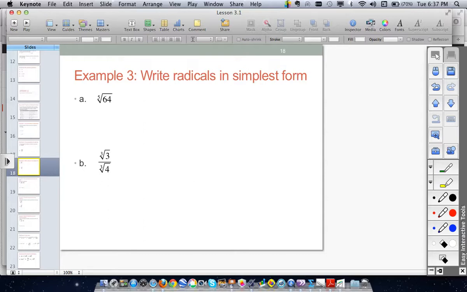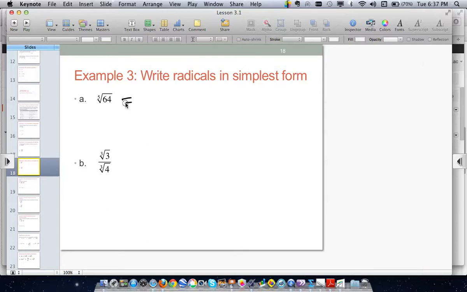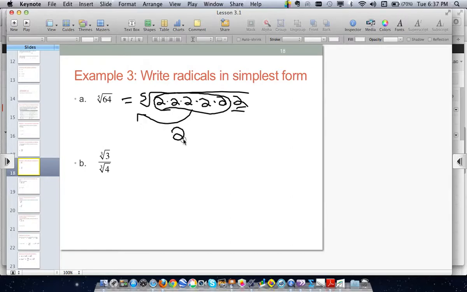So example A shows us asking for the 5th root of 64. Now, when we simplify using prime factorization, 64 is 2 times 2 times 2 times 2 times 2 times 2. There are 6 2's, but I want the 5th root. So that means I'm going to pair or circle up 5 of them, and I have 1 left over. So these 5 come outside of that radical sign, and then that 2 is left over on the inside.